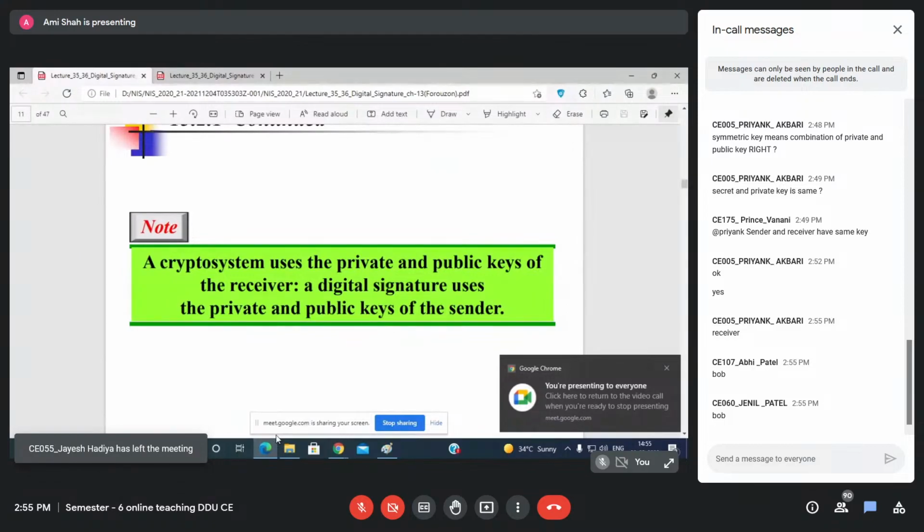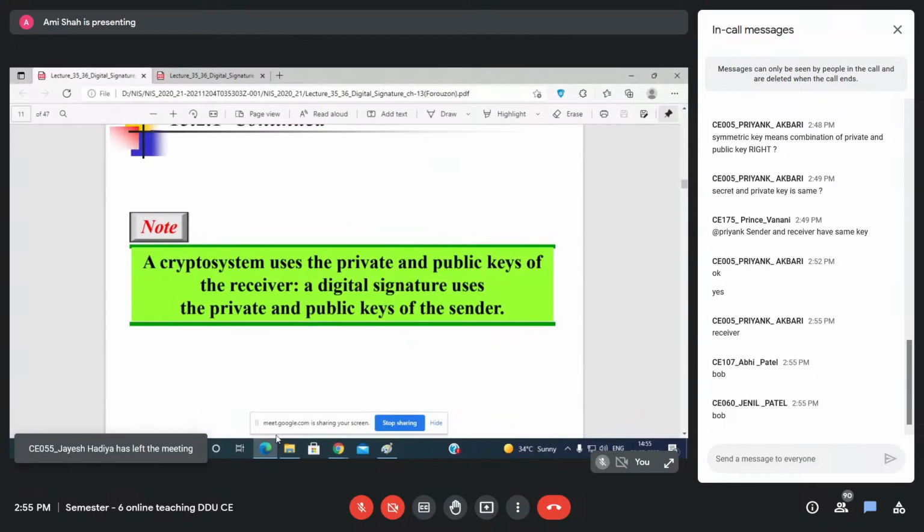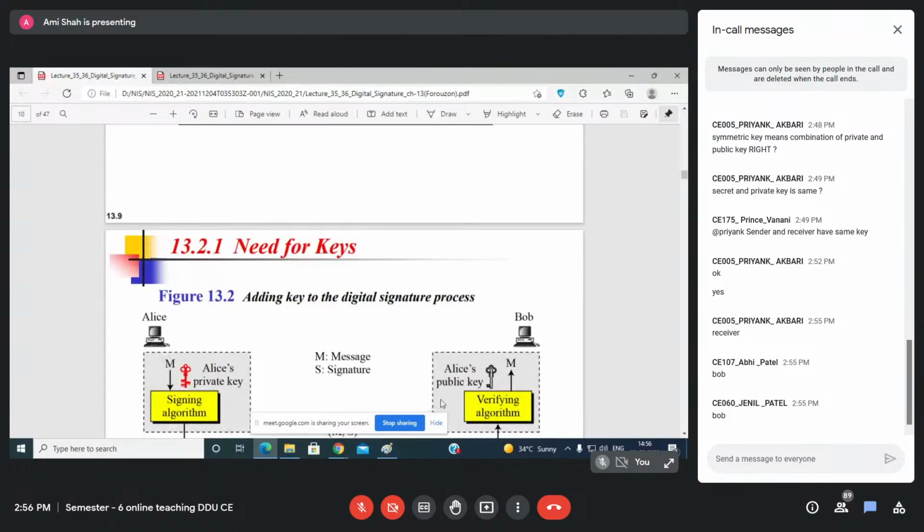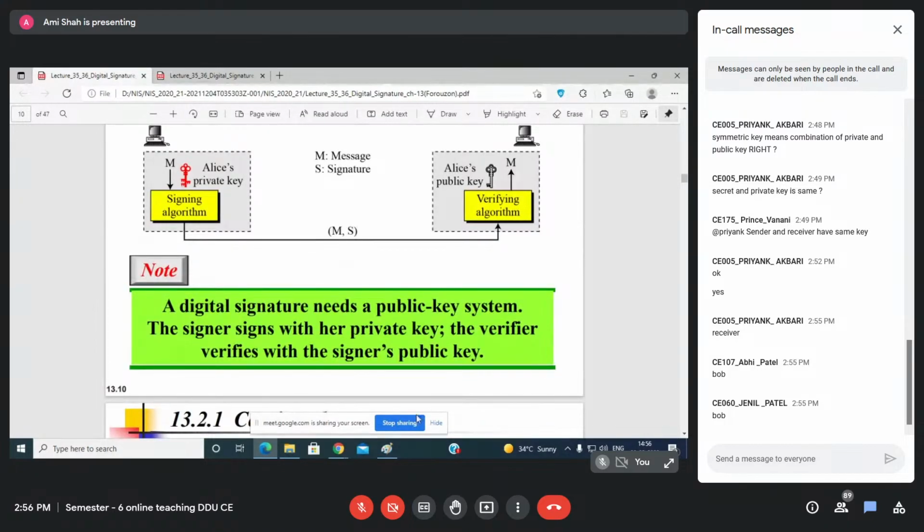On Bob's side, the public and private key is generated, and with the help of Bob's public key, Alice encrypts the message. Now read this point, everyone. The cryptosystem uses the private and public key of the receiver, right? Because with the help of the public key of the receiver, the sender encrypts the message. All of you know that. And on the receiver side, the receiver uses its own private key. Now, in the case of digital signature, what happens? The digital signature uses the private and public key of the sender. So this is the difference that you have to keep in mind.